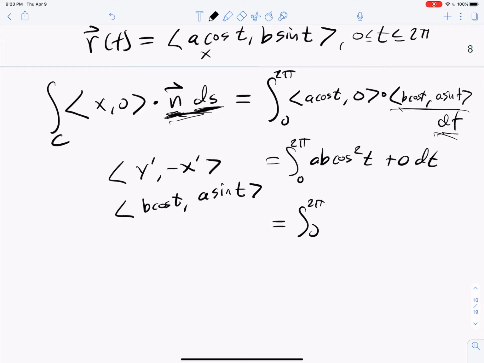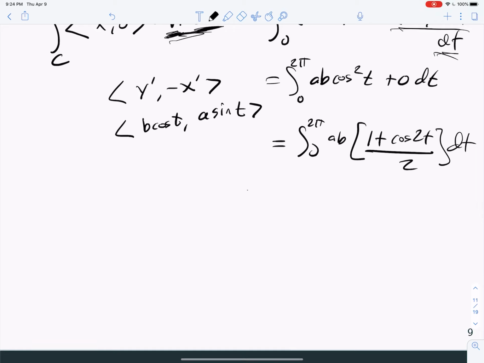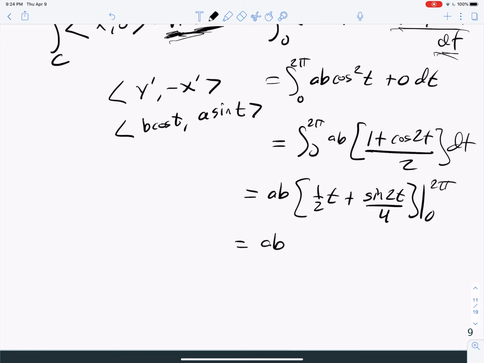That integral is a standard half angle integral, so 1 plus cosine 2t all over 2 dt. The antiderivative is going to be ab times 1/2 of t plus sine of 2t over 4, evaluated from 0 to 2 pi. And when you get that, you're going to get ab times 1/2 times 2 pi plus 0 minus 0 plus 0.